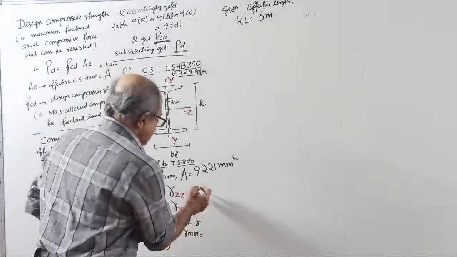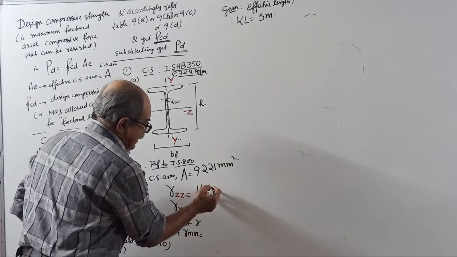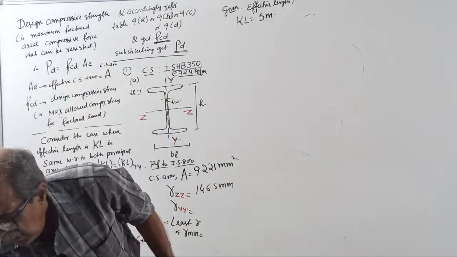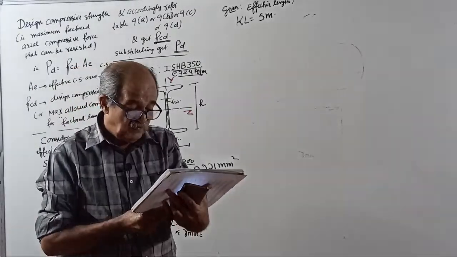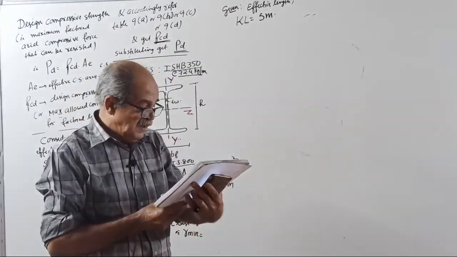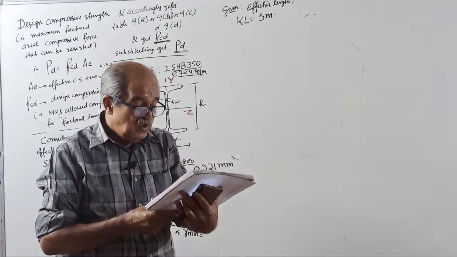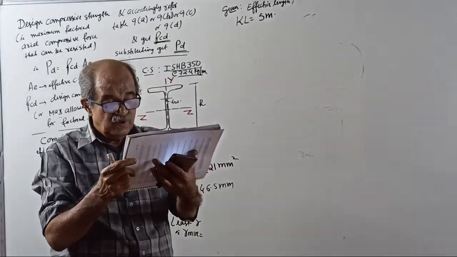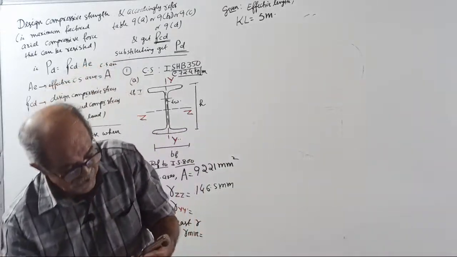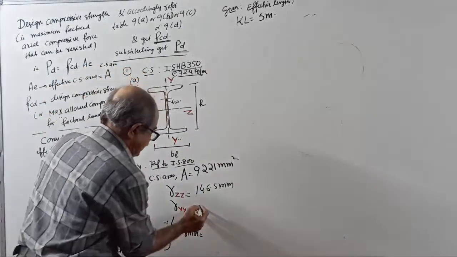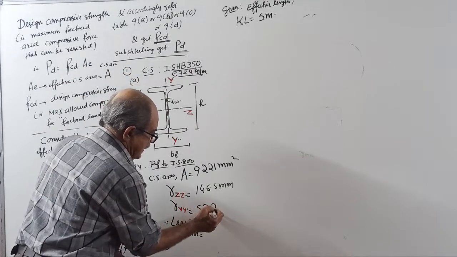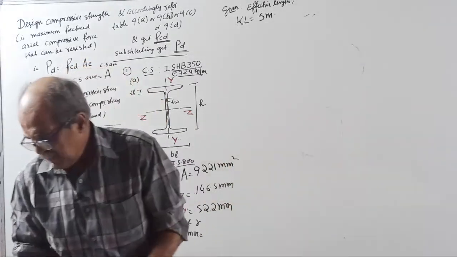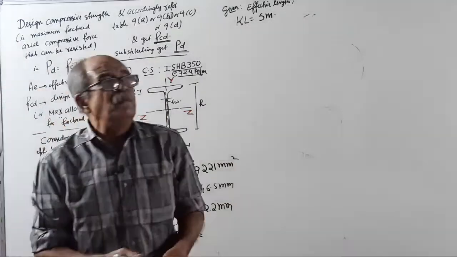Okay. 146.5 millimeter. And tell what is RYY. RYY is 52.2 millimeter. Okay. Now, little later, remember, you need one more property.